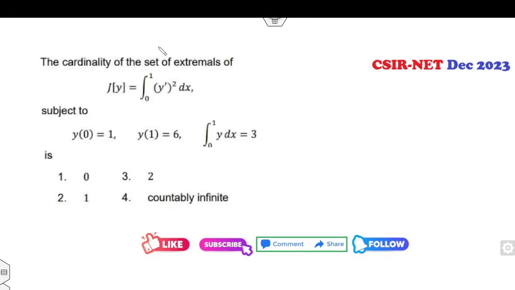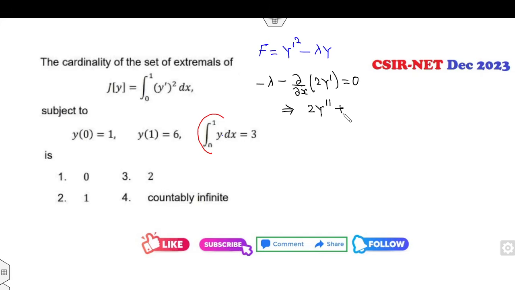Okay, look at this another one. Again, you can see it's a recent year paper. Again, one condition is imposed on you. I can find the value of y: y dash square minus lambda times y. So let's start with this partial derivative, minus of 2y dash. So that means twice of y double dash plus lambda is equal to 0. That means y double dash is lambda over 2.